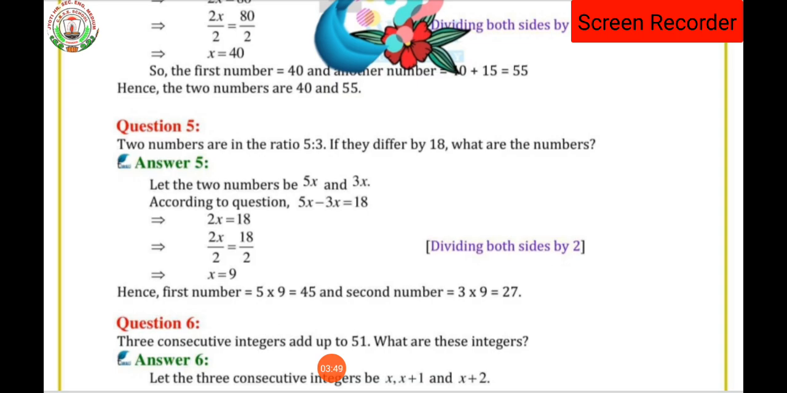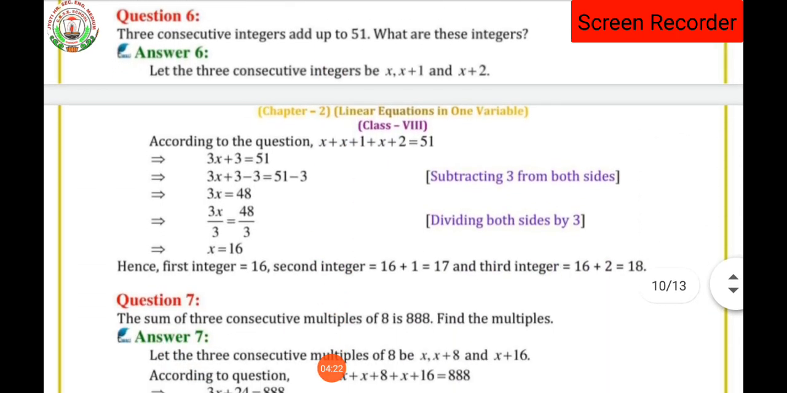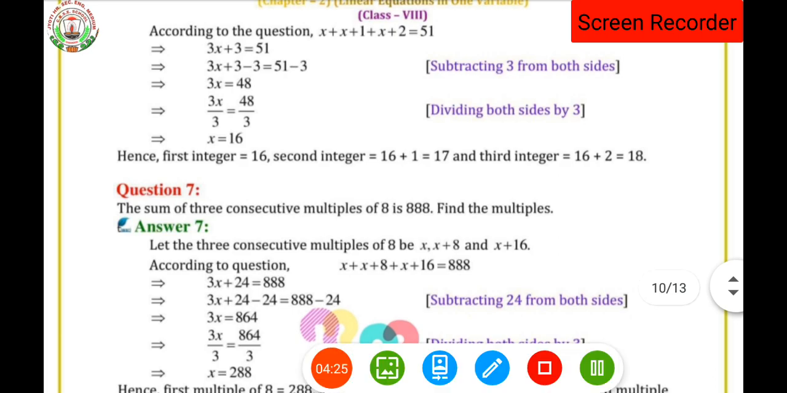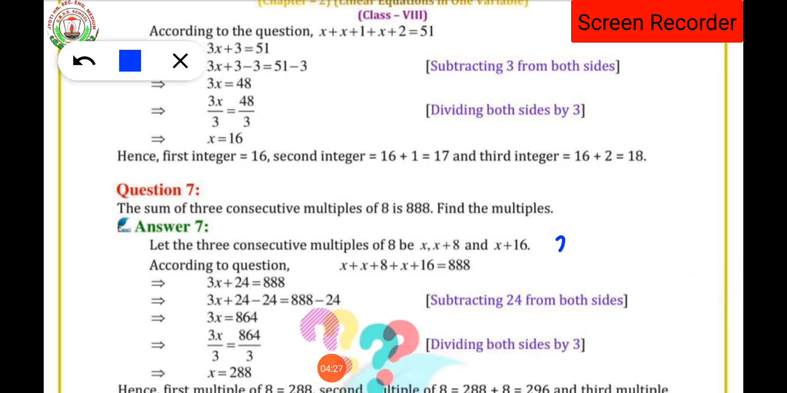Now question number 6. What do we have in question number 6? 3 consecutive integers add up to 51. What are these integers? Three consecutive integers, students, means integers which go on adding. Suppose x is the integer, then the consecutive integers will be x plus 1, x plus 2, x plus 3, x plus 4, like this it goes on. Here we are going to consider 3 consecutive integers, since the question gives 3 consecutive integers, starting with x.